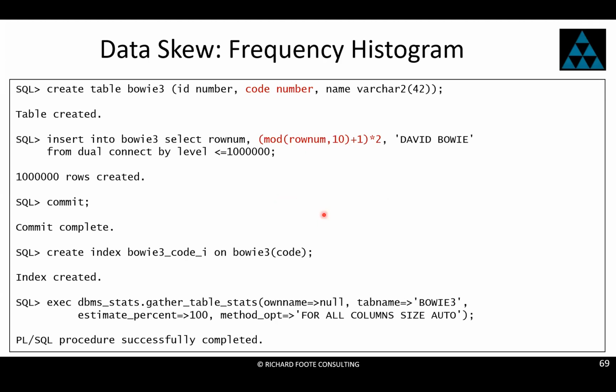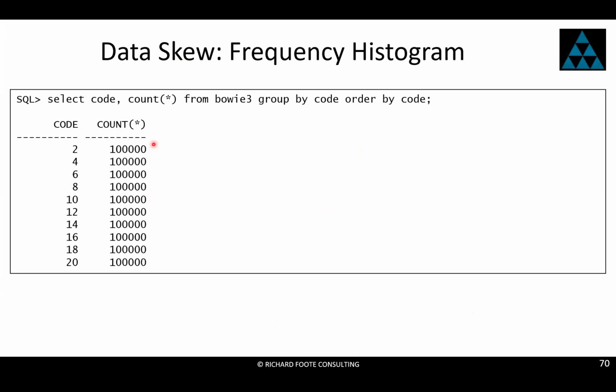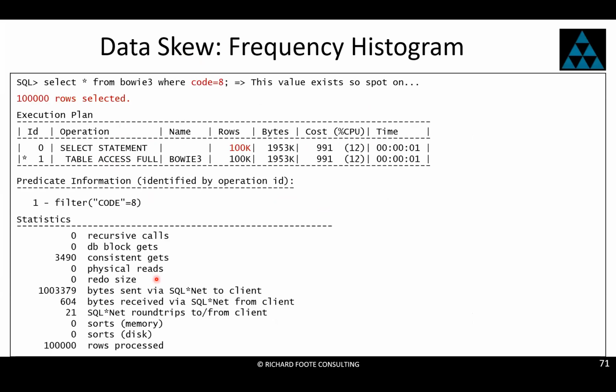Now, what I'm going to do is create a table that has actually no real need for histograms because every single value has the same number of rows. Each of them has 100,000. But I'm going to run a query for a value which is a hole within my min and max range. Now, 8 exists. 8 is spot on, 100,000. It's one of my known values. This will be spot on.